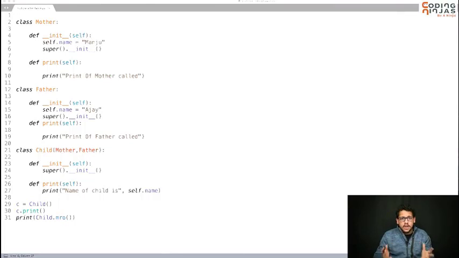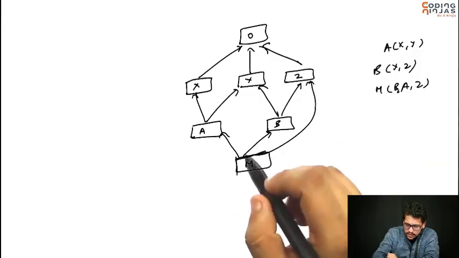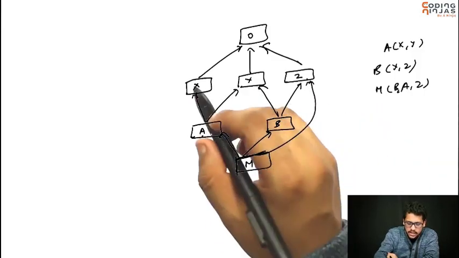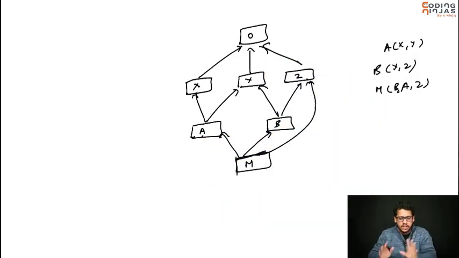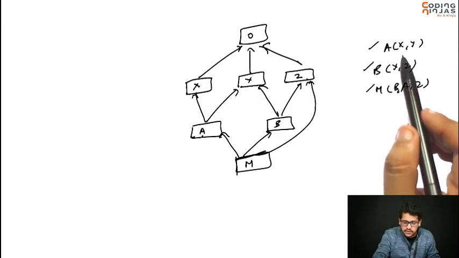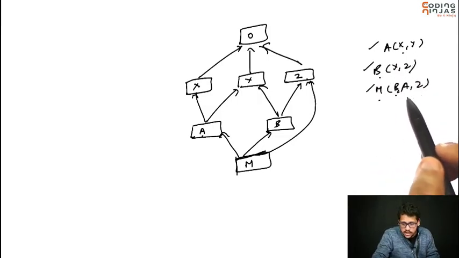So for better understanding of method resolution order, let's take an example and go through that. I have constructed this diagram. M is inheriting from A, B and Z, A is inheriting from X and Y, B is inheriting from Y and Z, and X, Y, Z are here. Okay, this is the concept. Now the order in which it has been written is like this: A inherits first from X, then Y, B inherits first from Y, then Z, M inherits first from B, A and then Z.